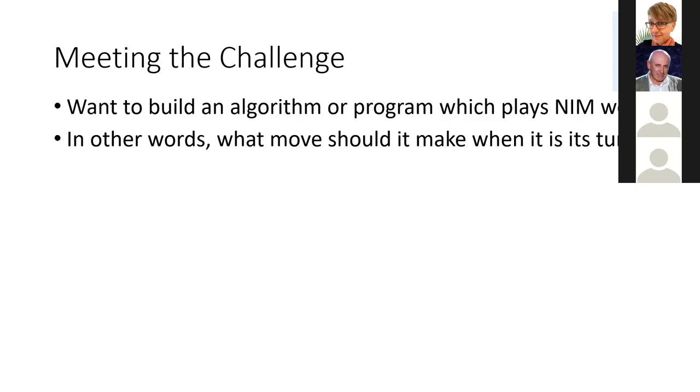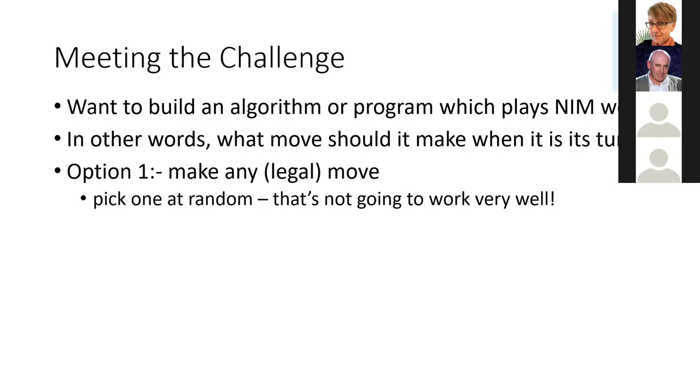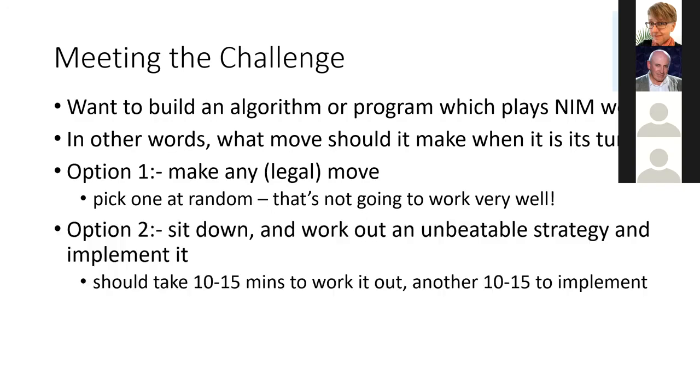Now, there are a number of options that we have. I mean, the simplest option is we just get the algorithm to make a legal move. Pick one at random, but obviously that's not going to play the game very well. The second option would be perhaps to sit down and work out an unbeatable strategy and then implement it. And in practice, that really shouldn't take you more than about 10 or 15 minutes because the game's nice and simple, and it probably doesn't take you more than about 10 or 15 minutes to implement.